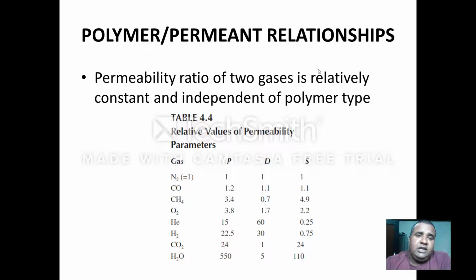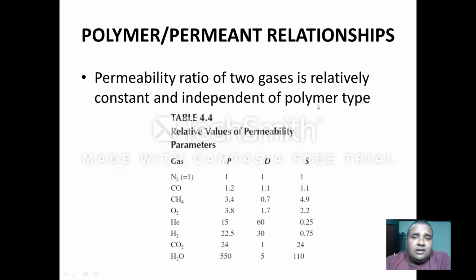Now I'm coming to the next part, the polymer and permeant relationship. For example, the permeant can be carbon dioxide, carbon monoxide, ethane, methane, oxygen, helium, hydrogen. And the polymer can be HDPE, LDPE, polystyrene, PET, polyacrylamide, whatever. So what is the relationship? According to the findings, it has been observed that the permeability ratio of two gases is relatively constant and independent of the polymer type.